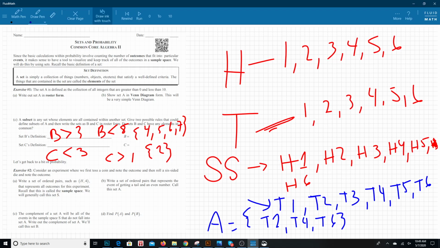So now C says the complement of set A will be all of the events in the sample space that do not fall into set A. Write out the complement of set A. We'll call it set B. Set B is going to be T1, T3, T5, H1, H2, H3, H4, H5, H6. It's going to be all the other events.